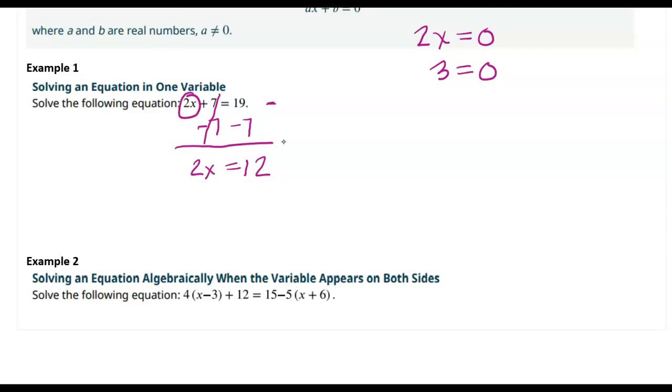Then I work with my a value here. The inverse operation of multiplication is division. I apply that inverse operation to both sides, and I see that x must be equal to 6. If I go back and check my work, 2 times 6 does get me 12, and 12 plus 7 does get me 19. And so that's going to be my one x value that makes the equation true. When x is equal to 6, 2x plus 7 is equal to 19.